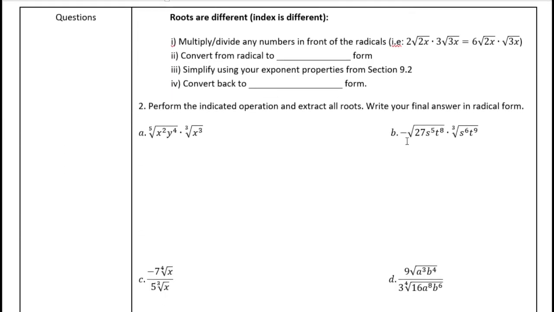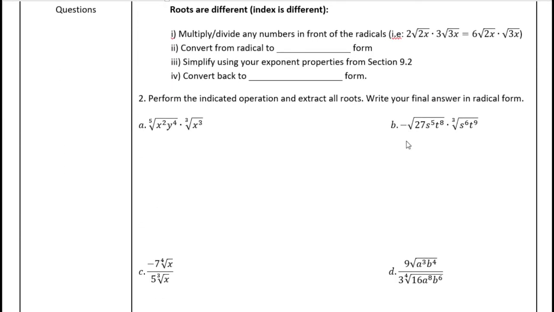All right, so now we're going to look at what happens if the roots are different. Okay, so for example, if you had the 4th root of x times the 5th root of x squared, how would you do that? See, the indexes are different because 4 and 5. So what you do is you multiply or divide any numbers in front of the radicals, just like we did before. The 2 times the 3 gave us the 6. And then convert from radical to exponential form.